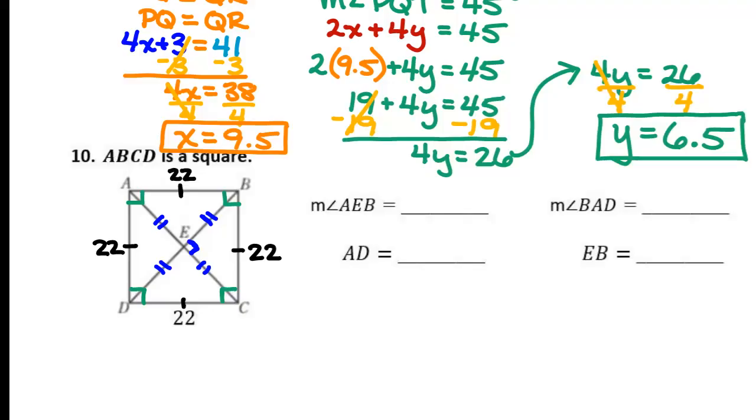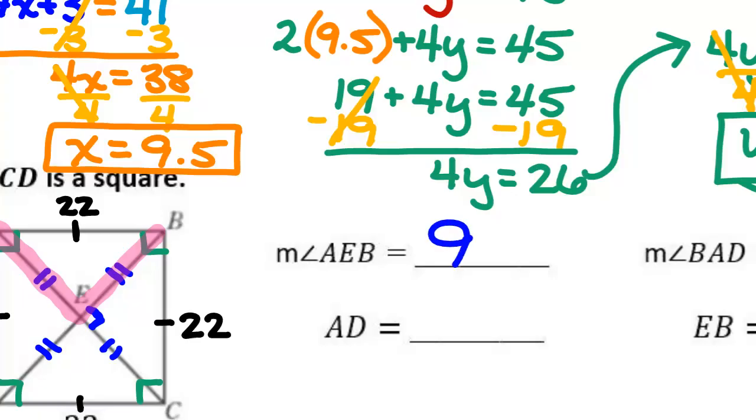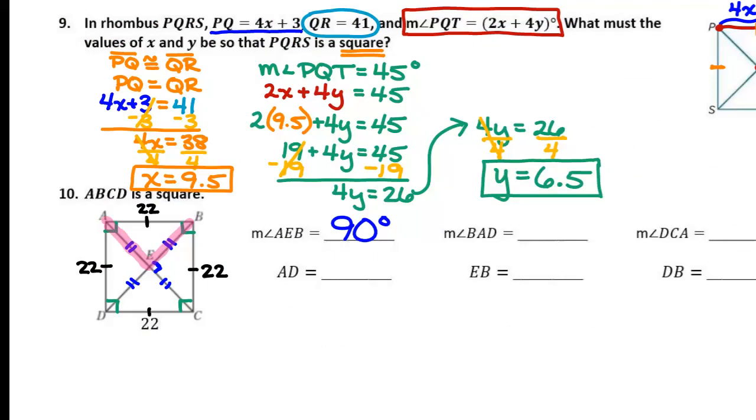All right, let's see if we can answer these questions. The first thing we want is the measure of angle AEB. AEB, this angle right here. How big would that angle be? 90, yes. Okay.